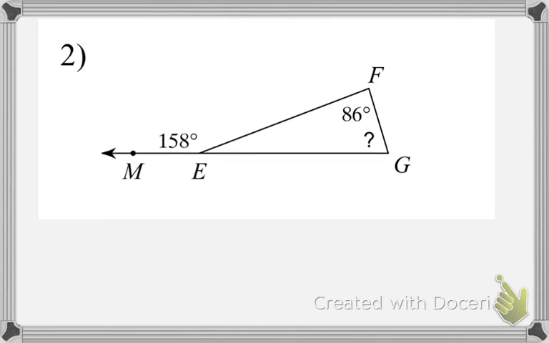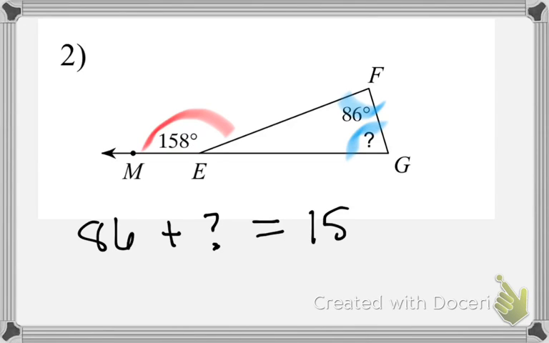Number 2 is going to be the same exact thing. I'm going to set the angle that is outside equal to the two angles that are inside. Okay, so here I'll have the 86 plus the question mark is going to equal the 158. Okay, and I'll let you guys solve from there.